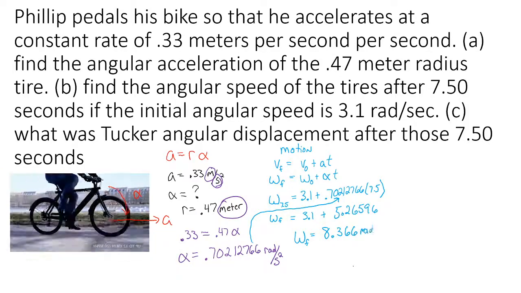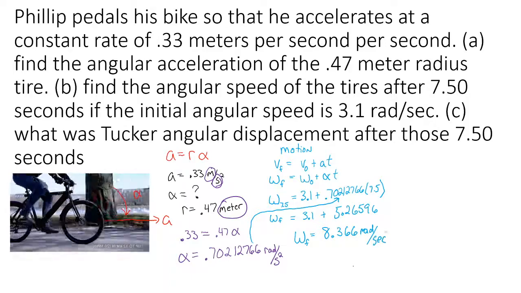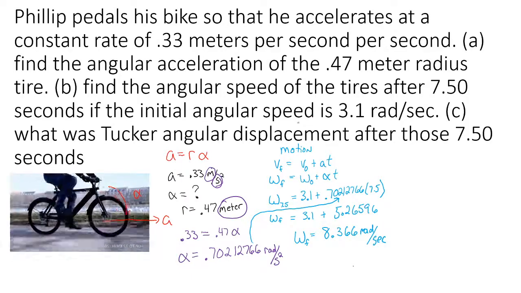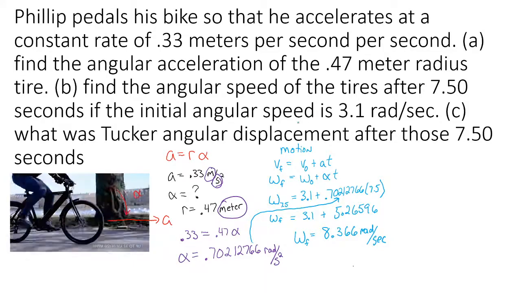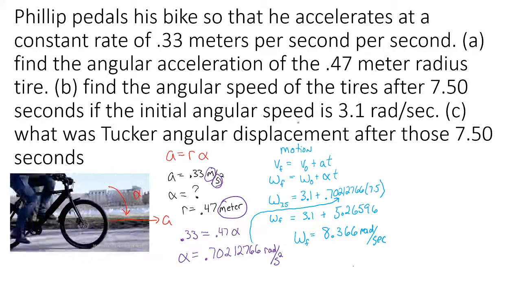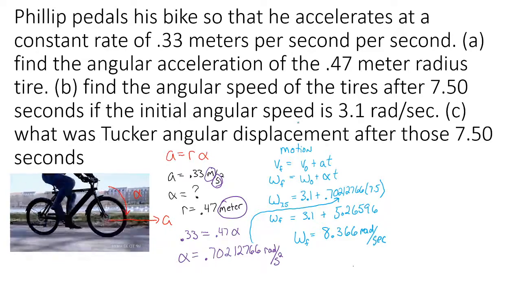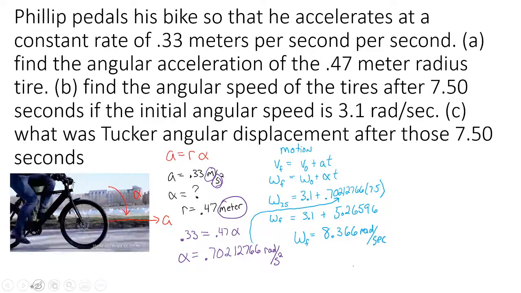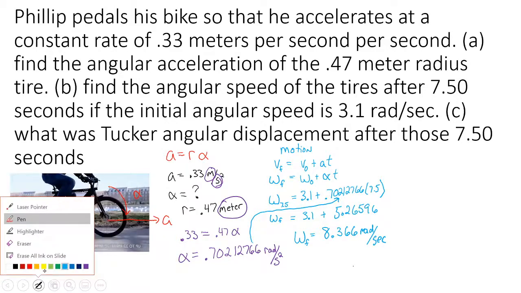radians per second. And I'm looking up here at the problem again. It says find the angular speed of the tires. It's not asking it in terms of revolutions per minute, so I'm just going to leave it in radians per second. Everything up until this point has been done in the metric system. I would like to keep it that way if at all possible.